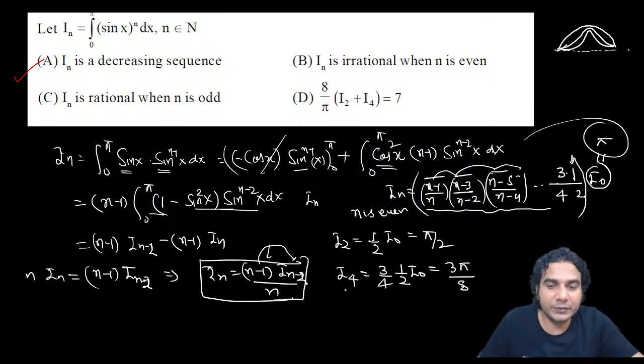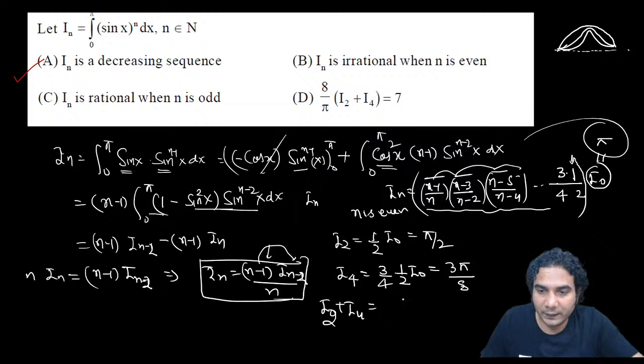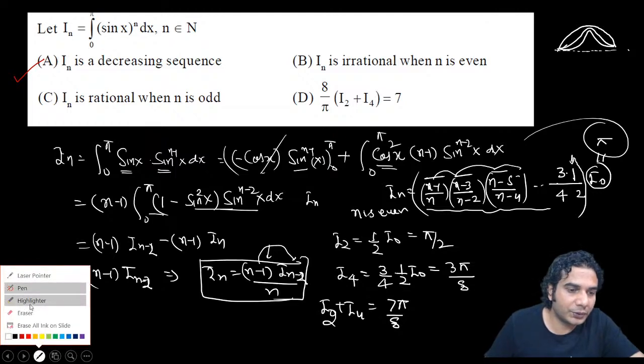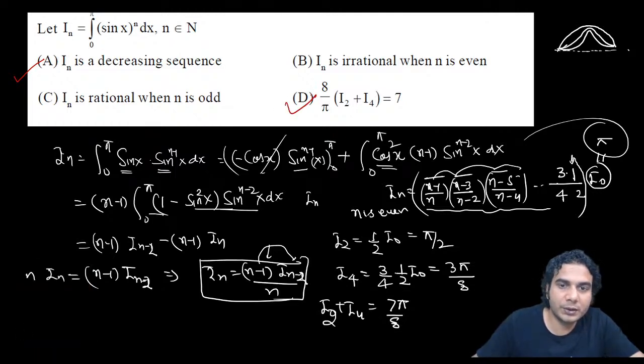Now you can add them. I2 plus I4. If you add them, this pi will be common. This will be 7 pi by 8, okay? Yeah, so perfect. D is also correct option. B is also correct option. The only one remaining is C.